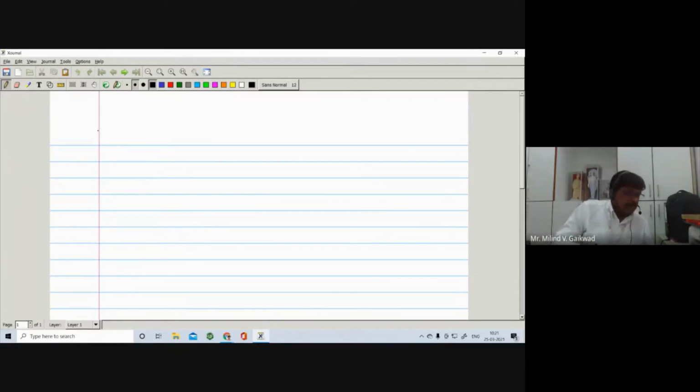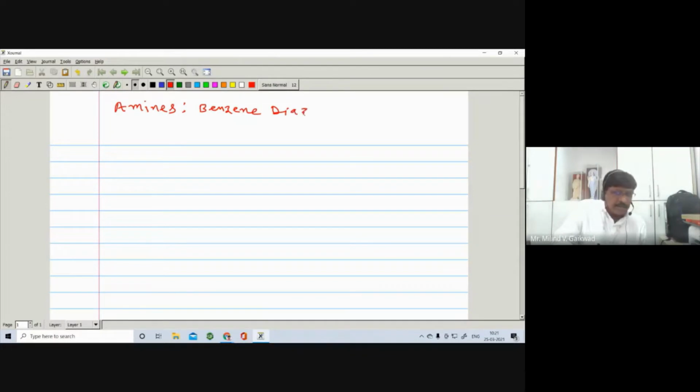Okay. So we are discussing the benzene diazonium salt. Next, the chemistry of amines. In that, we'll see benzene diazonium salt. Here, first you will see the preparation of this compound.